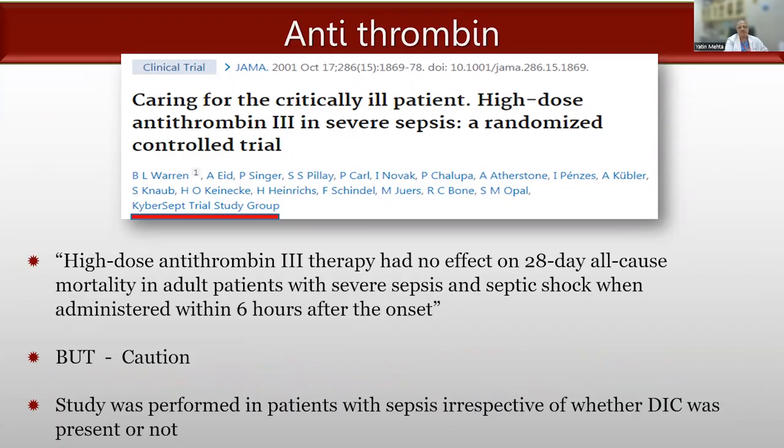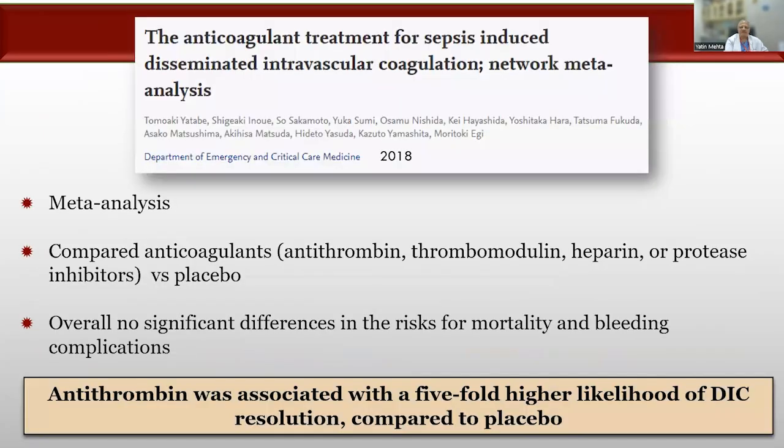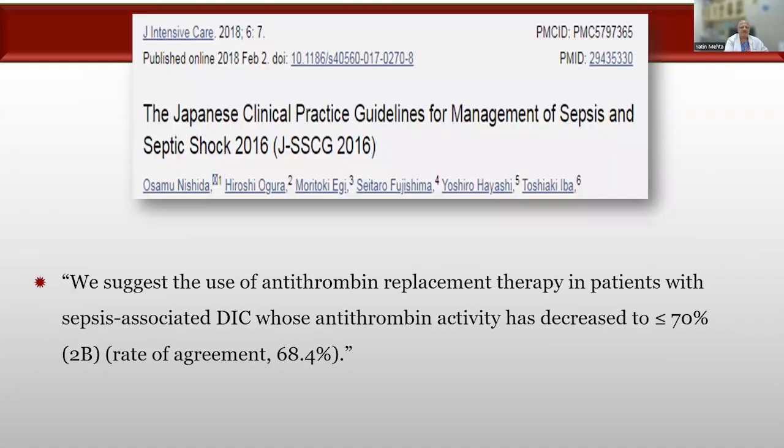But the negative side of the study was done in all septic patients, irrespective of whether they had SIC or not. So this was another meta-analysis that compared the 3 anticoagulants versus placebo. No significant differences between antithrombin, thrombomodulin, or heparin. But antithrombin was associated with a 5-fold higher likelihood of DIC resolution.